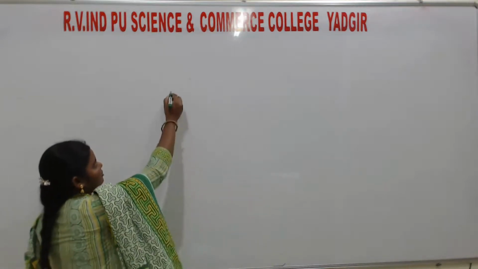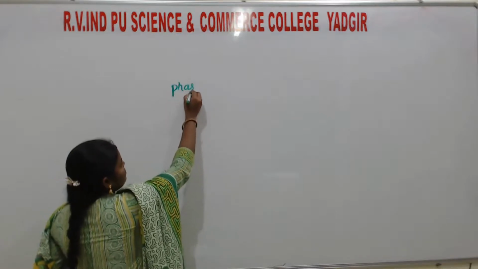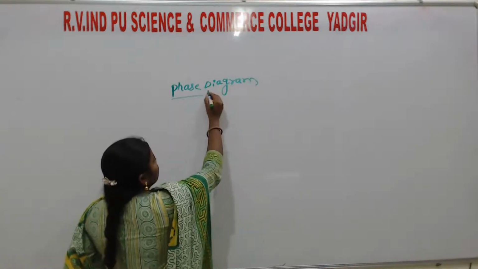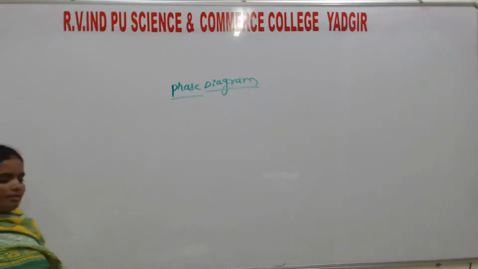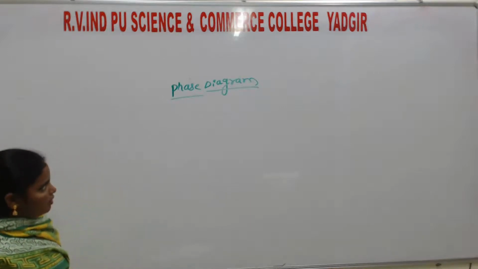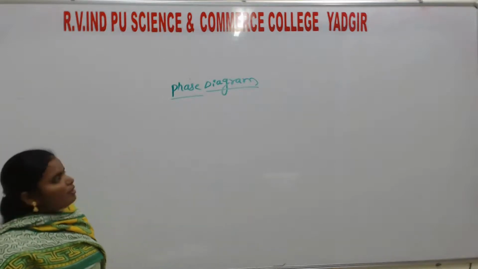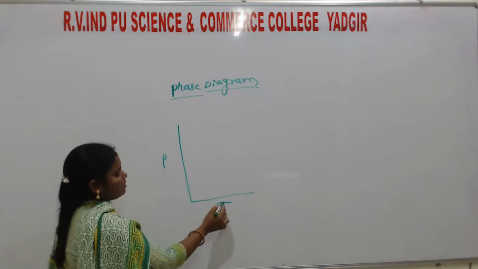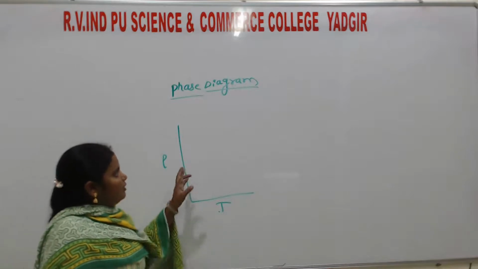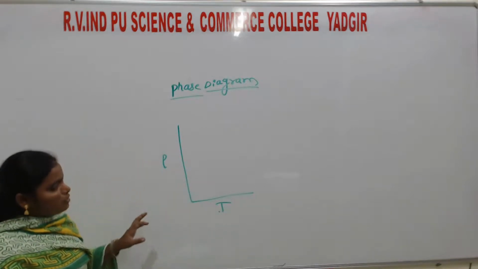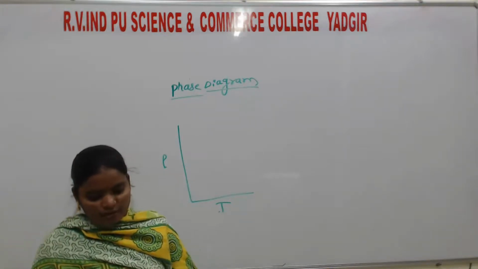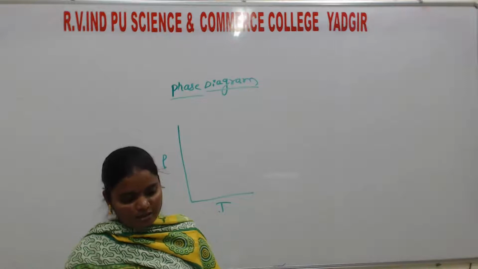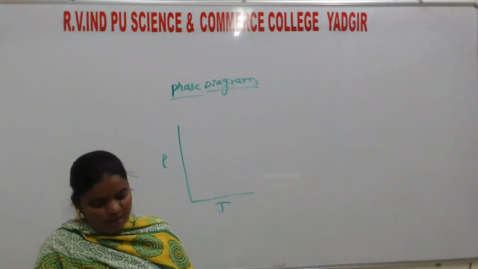Next, phase diagram. The phase diagram is also known as the PT graph, PT diagram or TC diagram. A phase diagram is a graph plotted of temperature and pressure, which shows the effect of temperature and pressure on physical states that coexist in equilibrium.